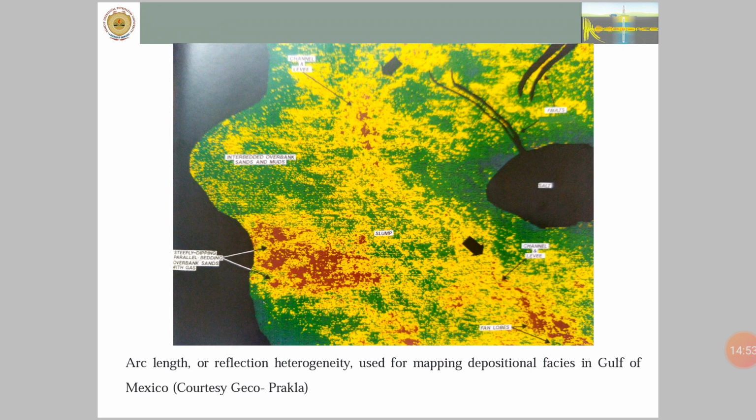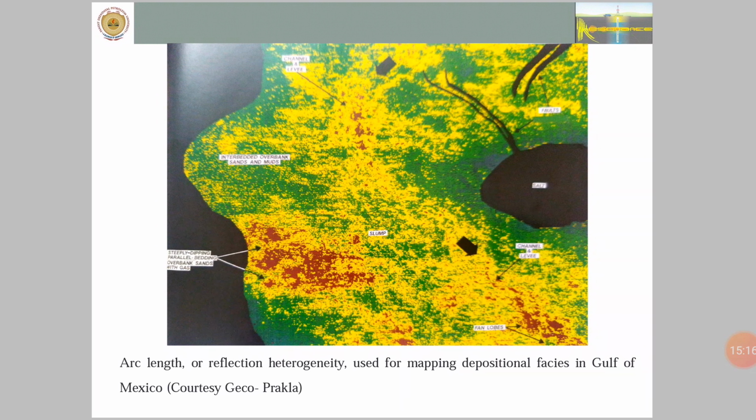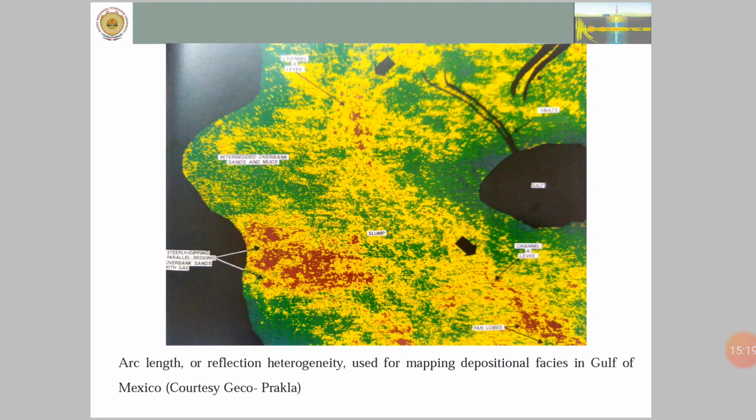Another important attribute which has to be understood is arc length. Arc length, or reflection heterogeneity, was used to map depositional phases. Notice on the left, steeply dipping parallel bedding, overbank sands with gas. On the right, the green color shows the slumps, which are more in the northeast. On the right, we also have the channel levee complex, which is in red.